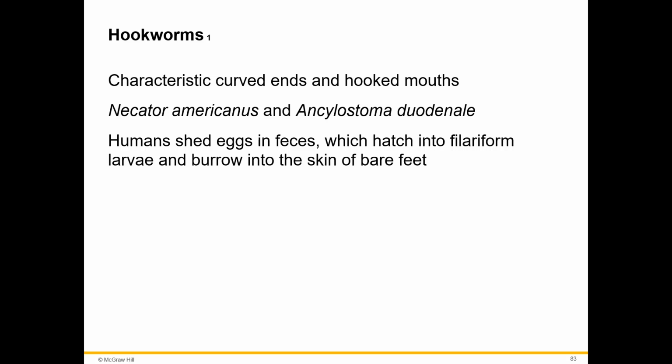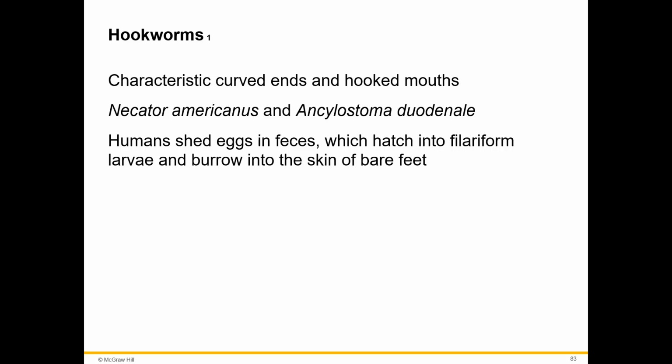So on to hookworms, right? These guys are called that because they look like a little hook. They've got curved ends and hooked mouths. Okay. Necator americanus and Ancylostoma duodenale are what we're going to be looking at. And so how this happens is that we have humans shedding eggs in feces, right? So we're pooing them out, and they basically have their larval form in the environment, their filariform stage, right?